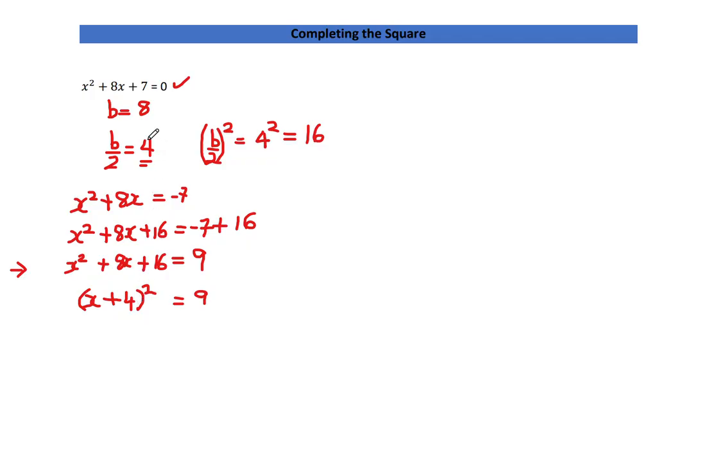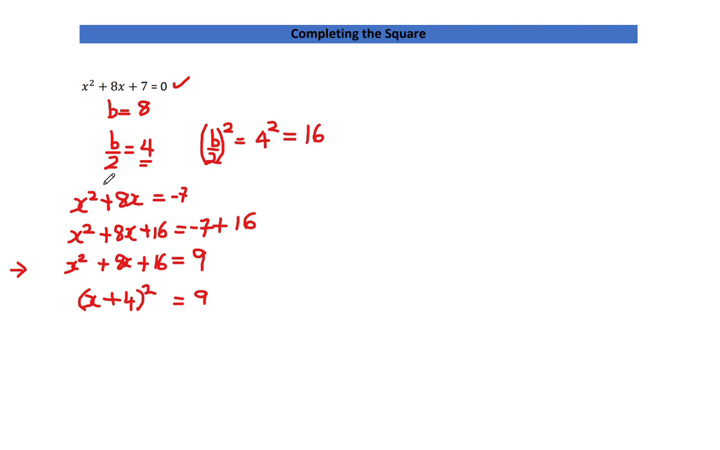Now, if this 4 here was a negative 4, then the factors would have been x minus 4 all squared. But because this 4 is positive, then the factors are x plus 4 all squared. In other words, x plus 4 times x plus 4. And these are the factors of the quadratic, x plus 4 all squared.